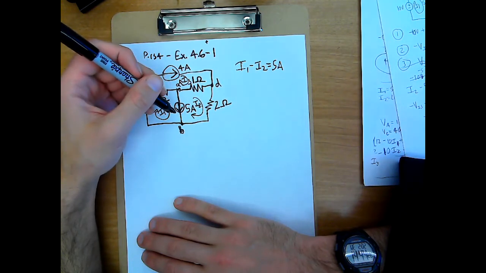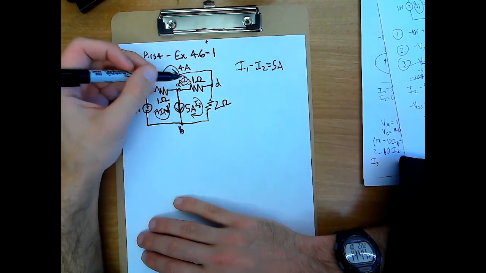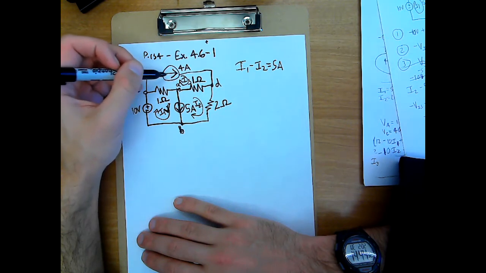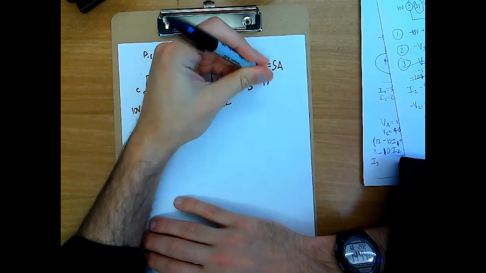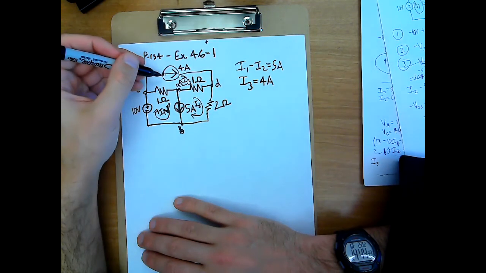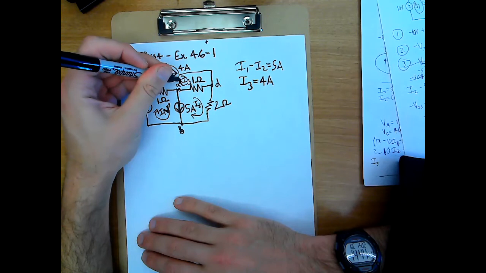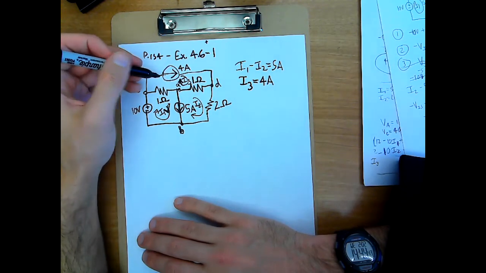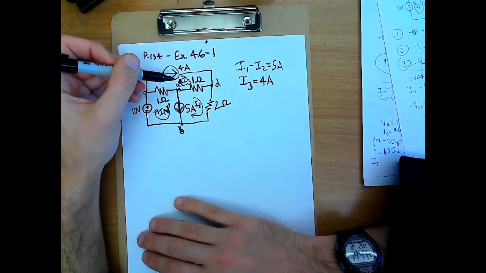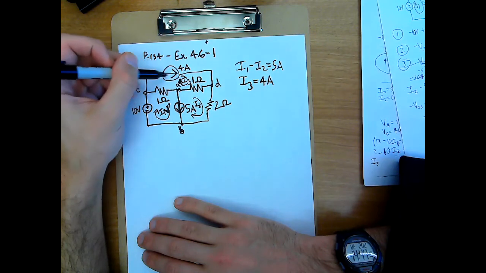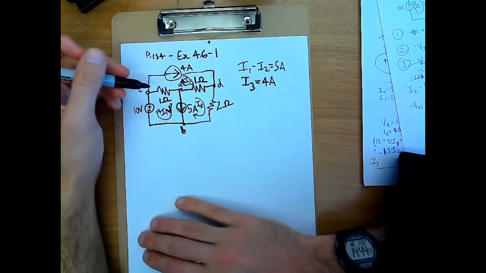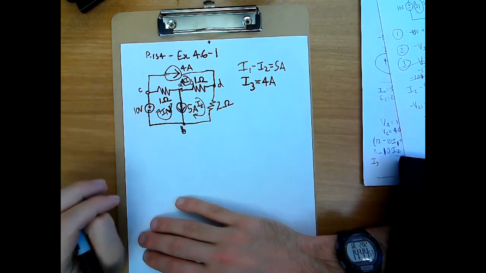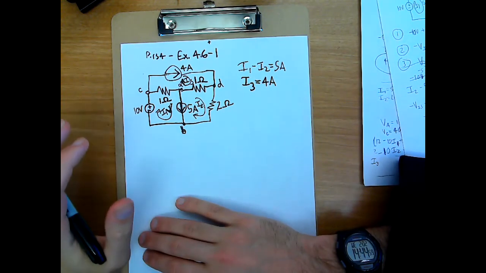Now, if we look up here at I3, it's the only mesh current that touches this current source. Therefore, we can just say straight up, I3 is 4 amps. And I3 is going in the same direction as the 4 amp source. That's why it's a positive number. So I3 is 4 amps. It's the only mesh current that touches that current source, and it's going in the same direction as the current source. Awesome. Great. Okay, so I think that's all the information we can glean from the outset.